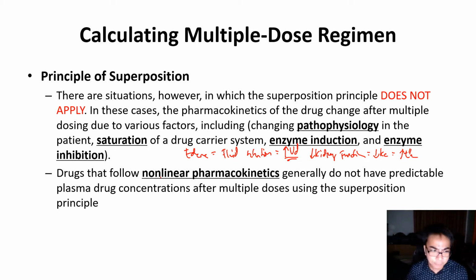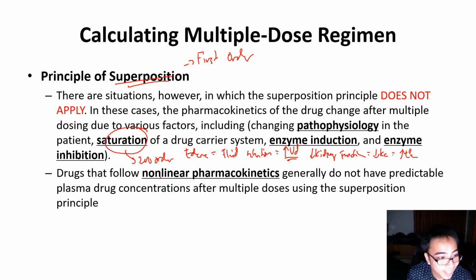Alright? Or say, for example, another scenario here is na-saturate na yung carrier system. So, obviously, the superposition principle applies to drugs following first order process. Pag nagkaroon ng saturation, ano na to? Zero order na. And we know class that once it becomes zero order, ibang-iba na ang computation dito. So, hindi na siya applicable. Hindi siya magiging applicable.